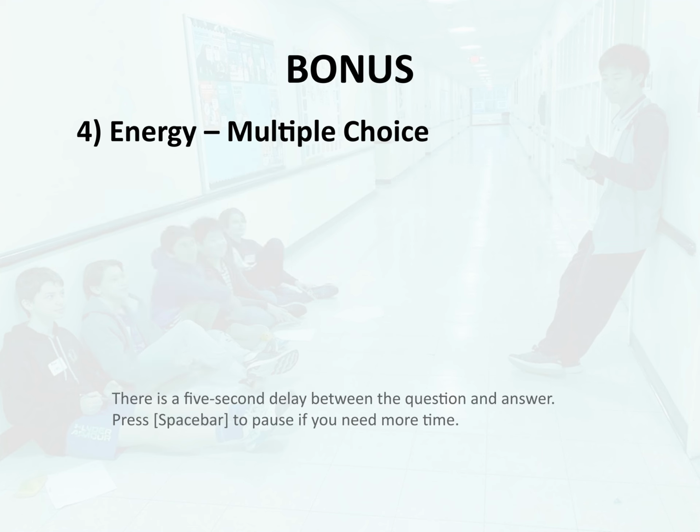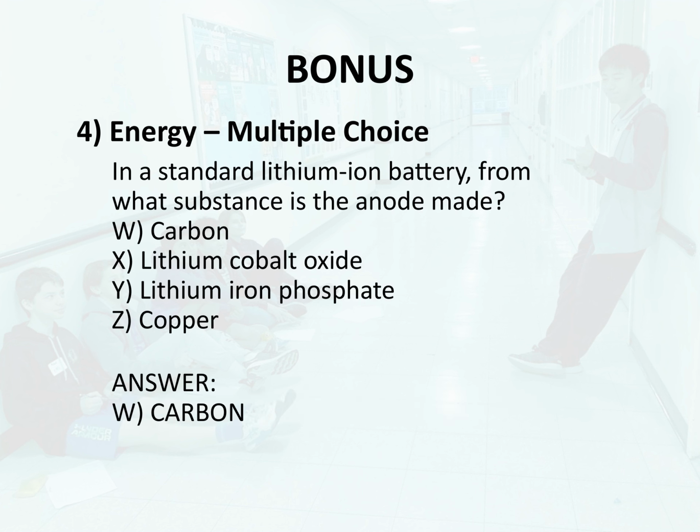Bonus 4. Energy, multiple choice. In a standard lithium-ion battery, from what substance is the anode made? W. Carbon. X. Lithium cobalt oxide. Y. Lithium iron phosphate. Z. Copper. Answer. W. Carbon.